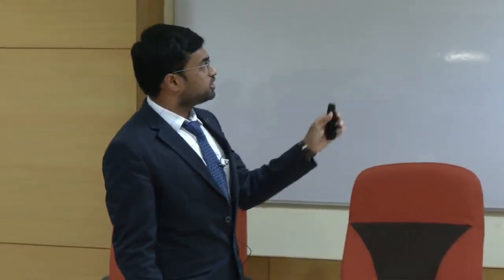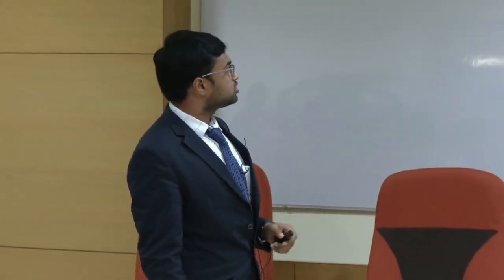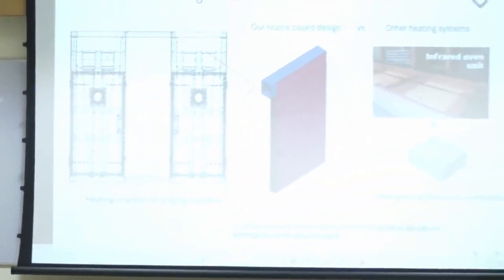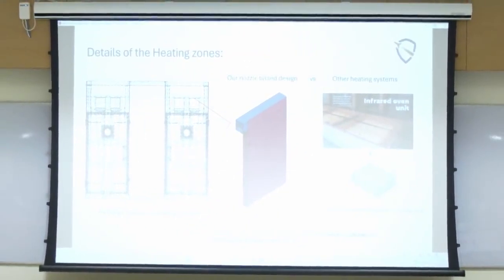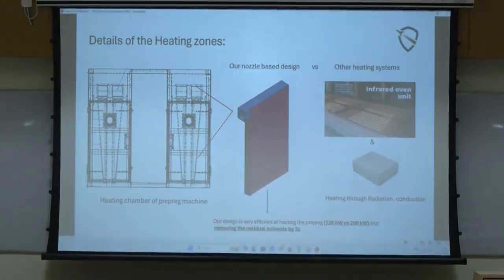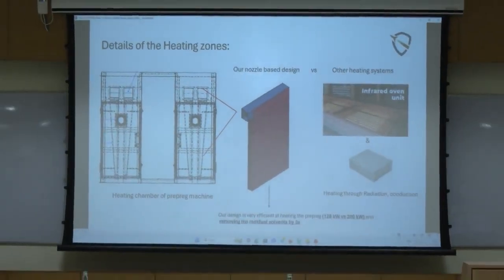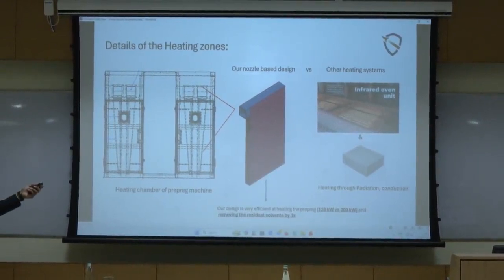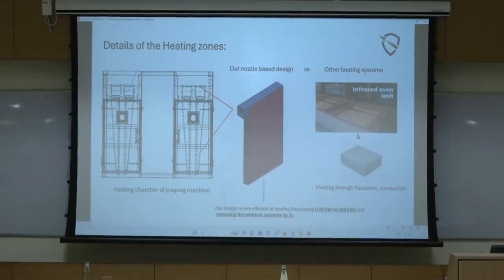I'll just talk about the design of the heating zones. Other heating systems used IR heating to heat the resin system and also to remove the solvents. But the problem with IR is that it cannot remove the solvents completely from the resins. Our design heats the fabric as well as removes the solvents in the resin.